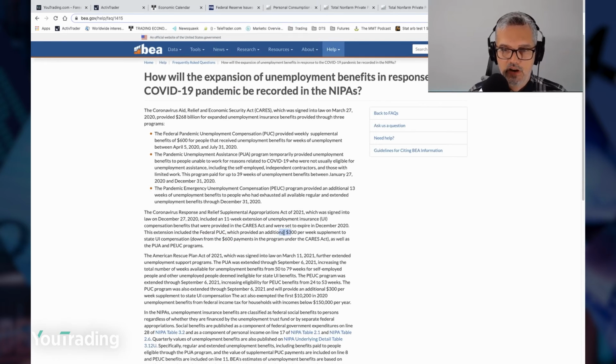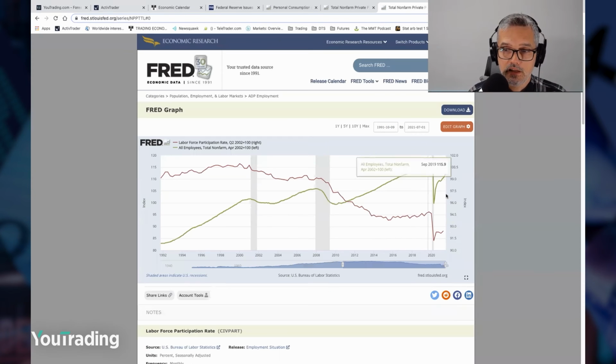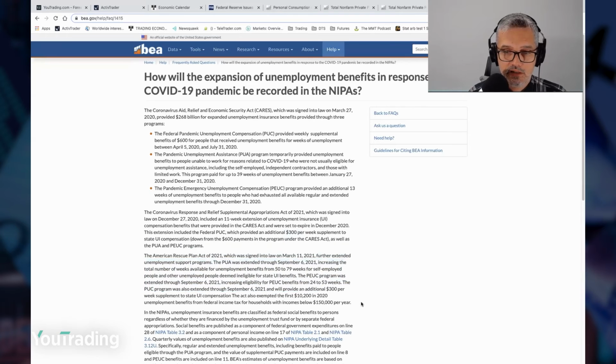So here we are, $300 is the current additional supplement for your wages or lack of wages. And that now runs out next week. So September the 6th, all of these benefits disappear. So there's going to be millions of people unemployed, as we've seen in the job participation rate. And they're also going to start losing their benefits.